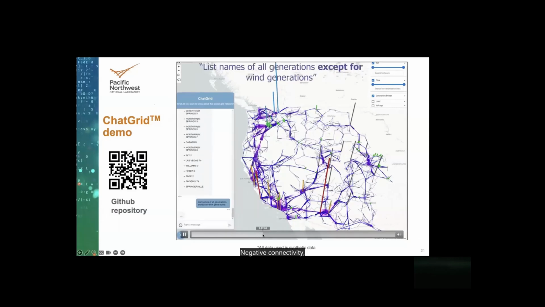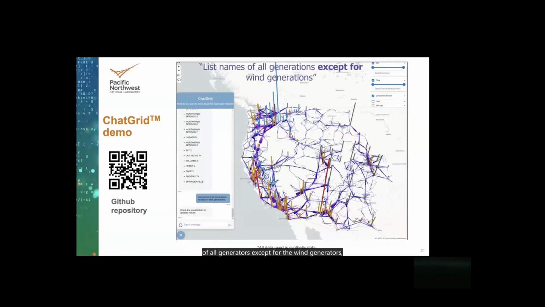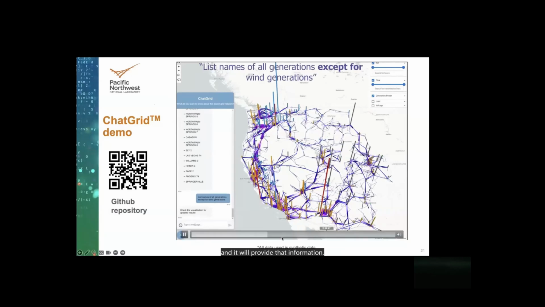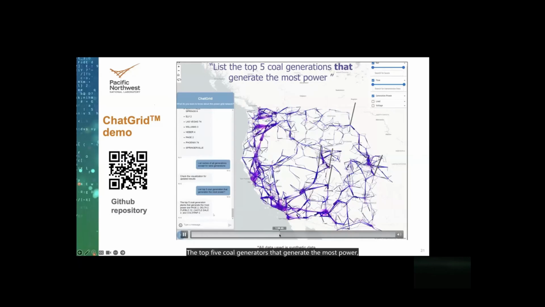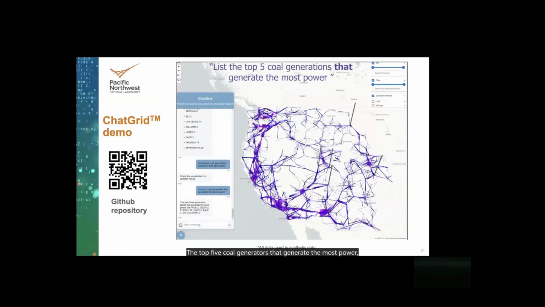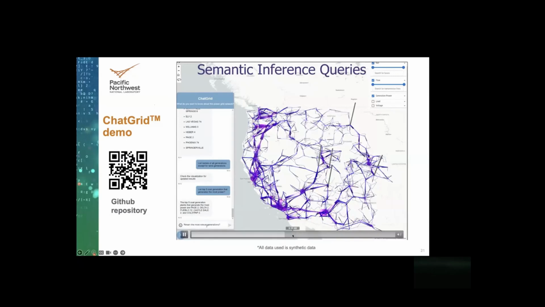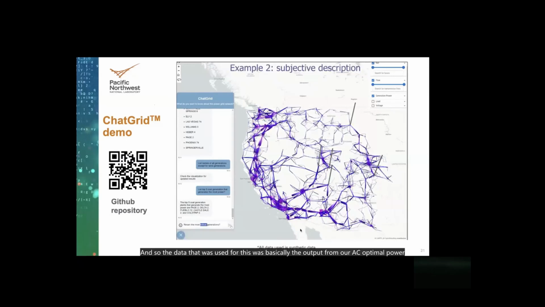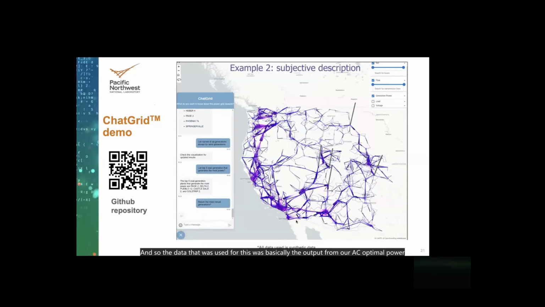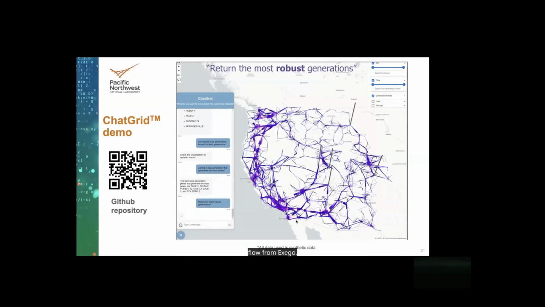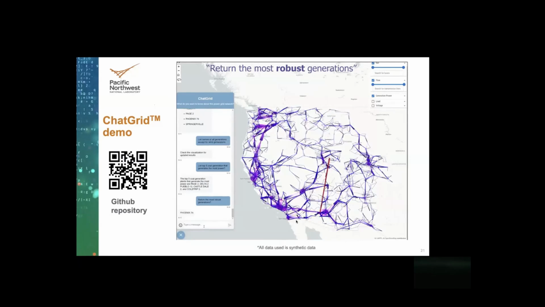Negative connectivity: list names of all generators except for the wind generators, and it will provide that information. The top 5 coal generators that generate the most power, it will provide that information. The data that was used for this was basically the output from our AC optimal power flow from Exago, and that has the network flows, the generation capacities, voltages, loads, and so on.